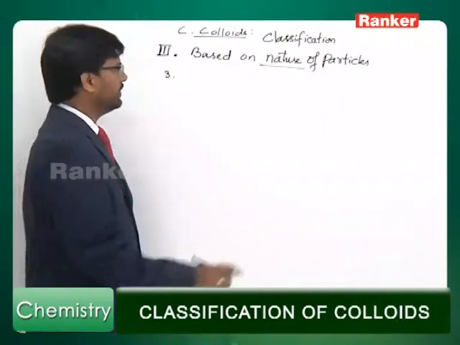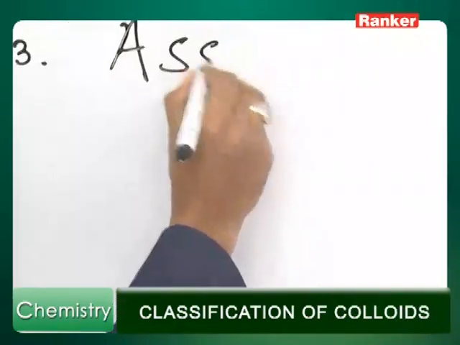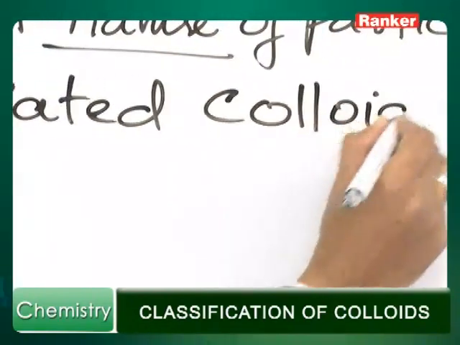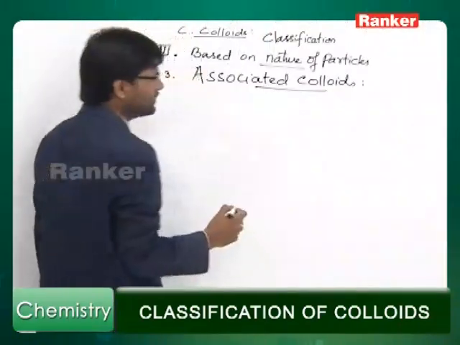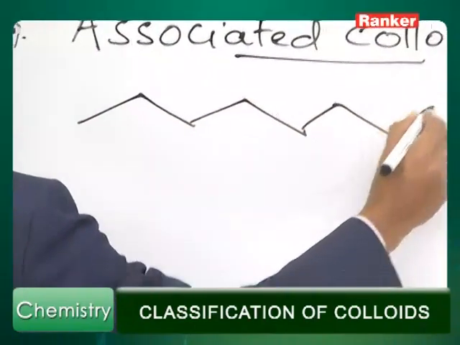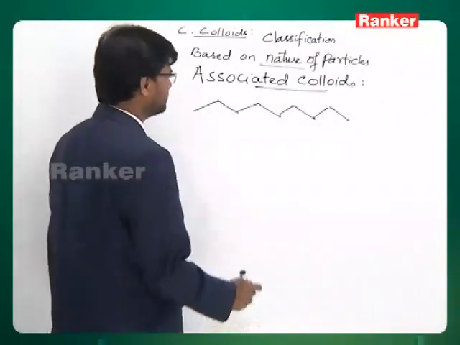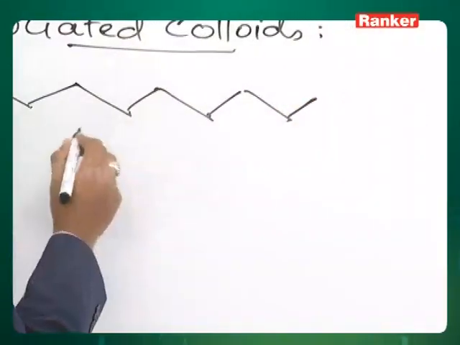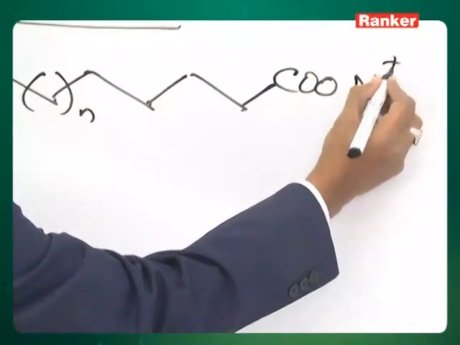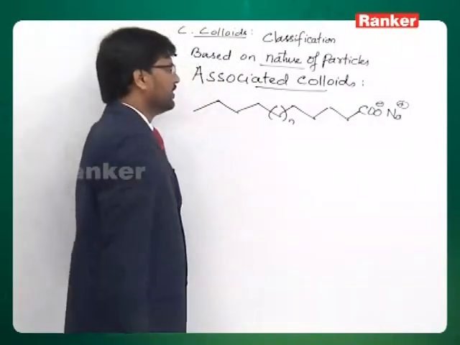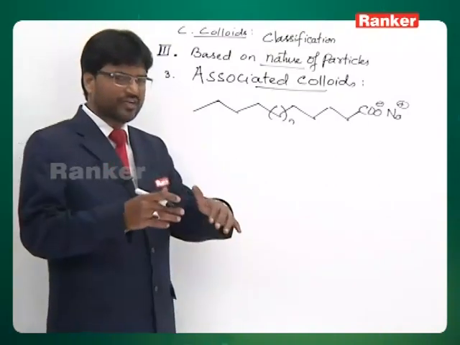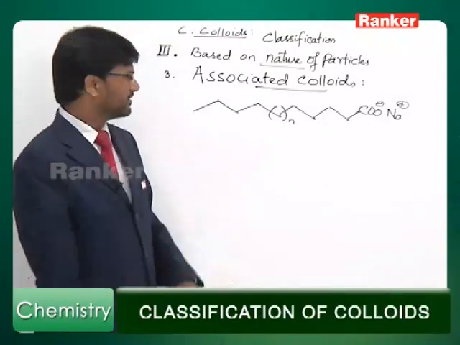Now the third type is associated colloids. These are formed by a special type of molecules. Look at this type of molecule. It's a very long chain of carbon atoms, taken n times. You have this type of species. Now, this type of species has a dual nature. It has both hydrophilic as well as hydrophobic nature.